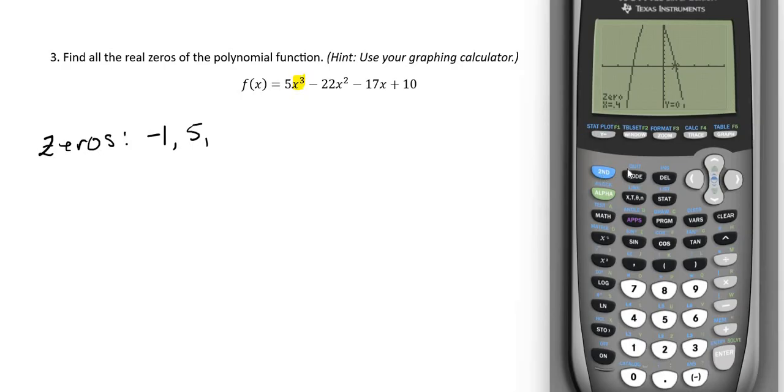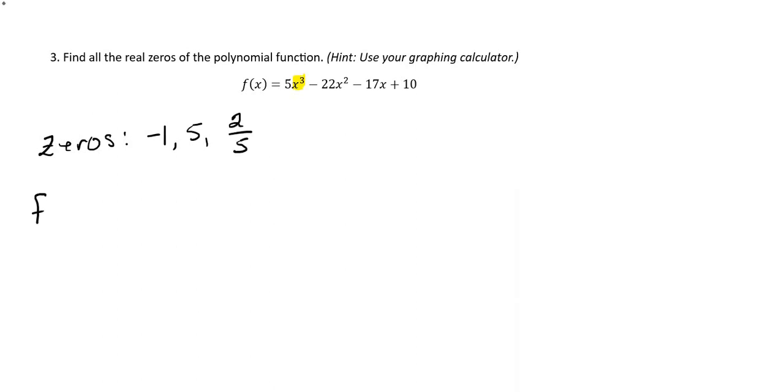So what I'm going to do is go back to my home screen, and I'm going to change that decimal to a fraction, 2/5. So now I have my zeros. I can find my factors. So there are my factors.